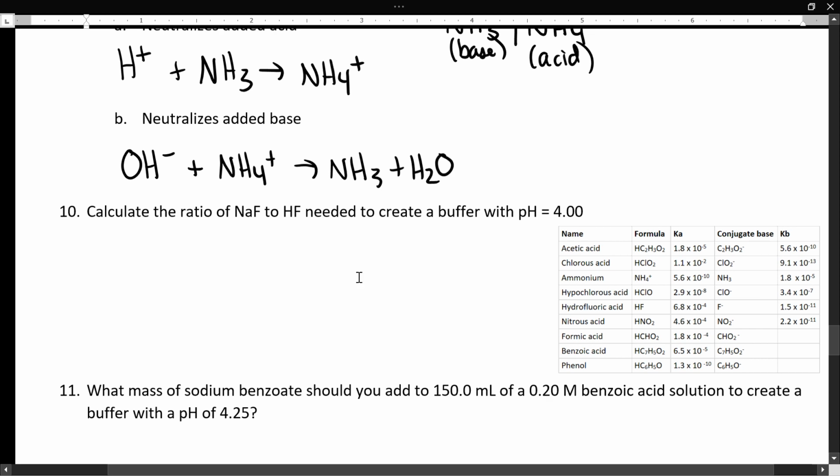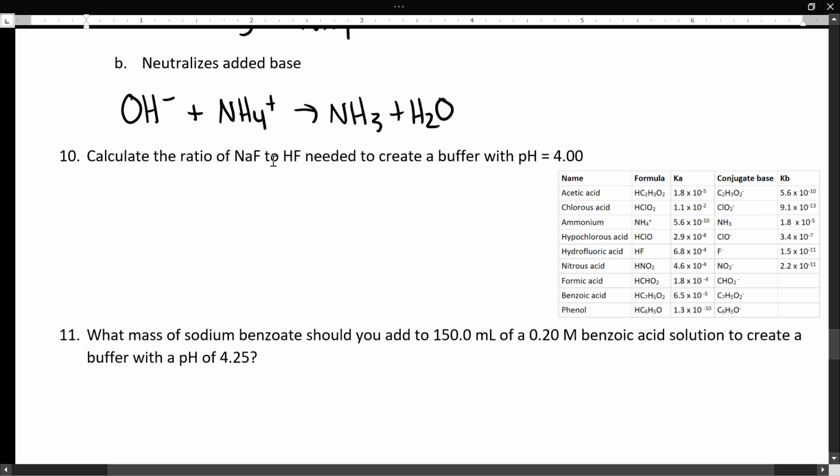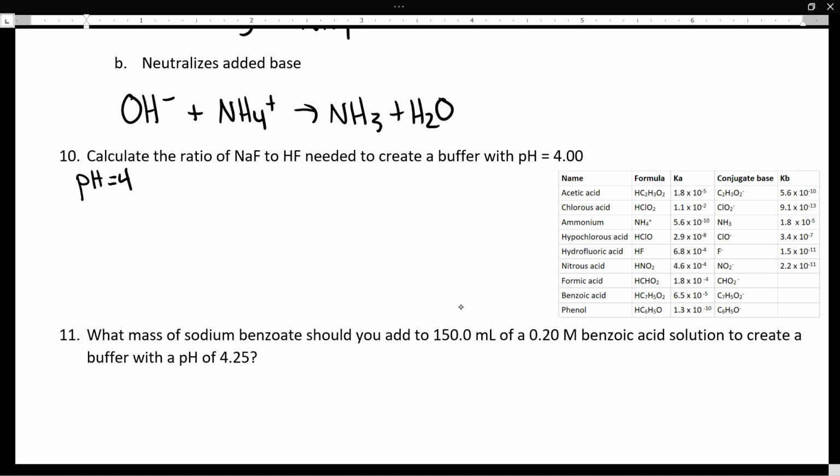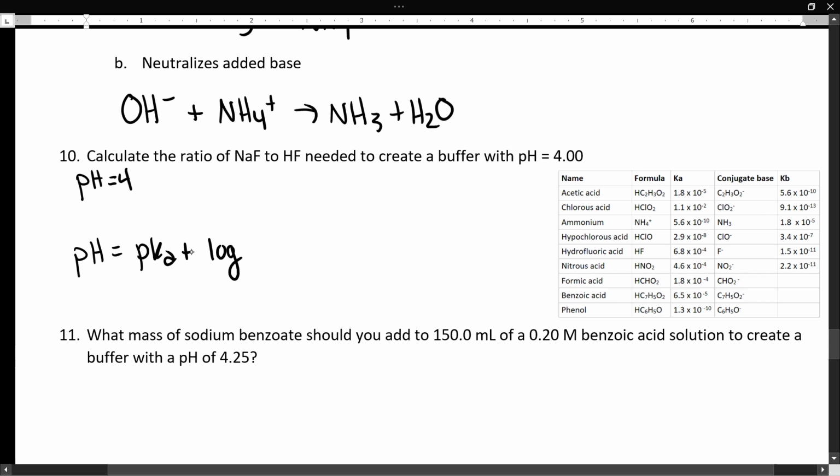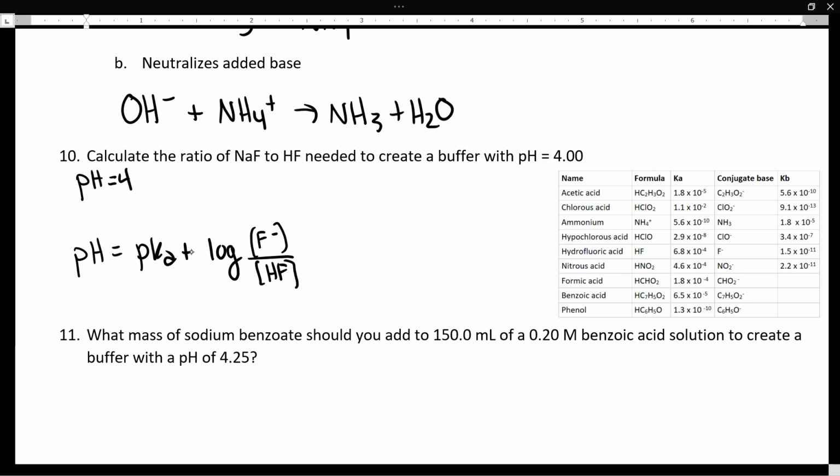All right, so here's another scenario. What if we want to figure out the ratio of acid to base needed to create a buffer with a pH of 4? So think about what we know. We know we want our solution to have a pH of 4. We know it's a buffer, so we can use this equation, pH equals pKa plus log of A minus, which in this case is your fluoride, to HF, so your base over acid. We know the pKa, or we could figure it out, because the Ka is given right here. So the pKa is the negative log of 6.8 times 10 to the negative 4.